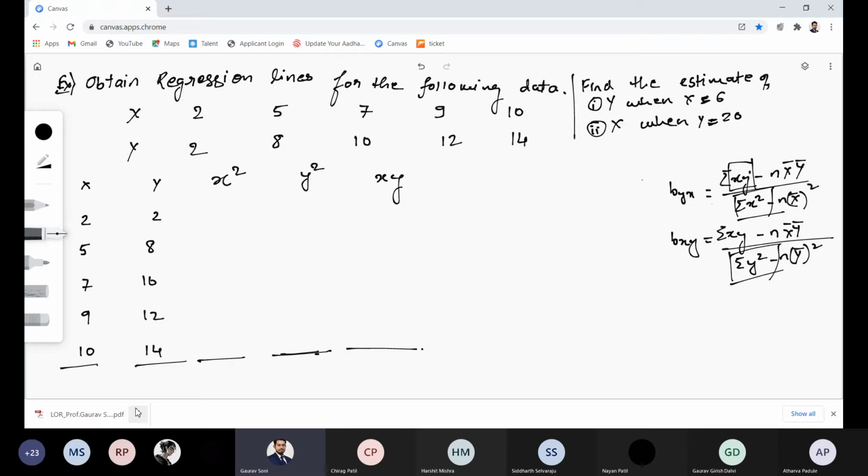So summation x is 33. Summation y is 10, 20, 30, 40, 46. Summation x square: 4, 25, 49, 81, 100. y square: 4, 64, 100, 144, 196.